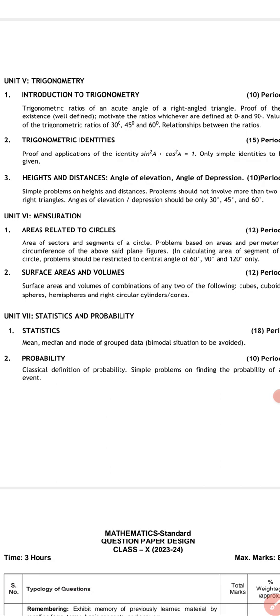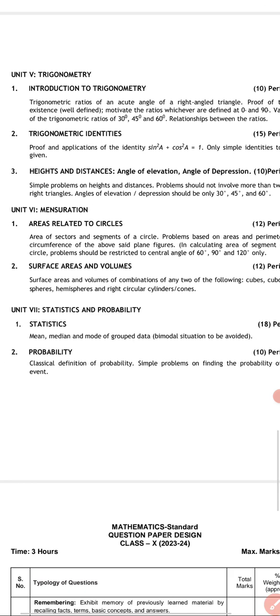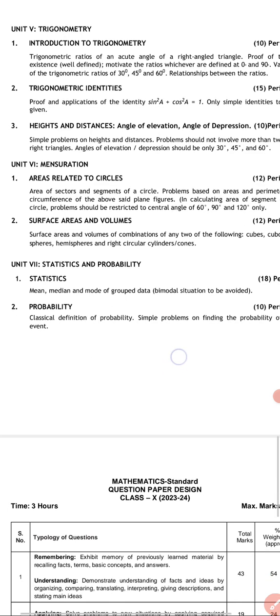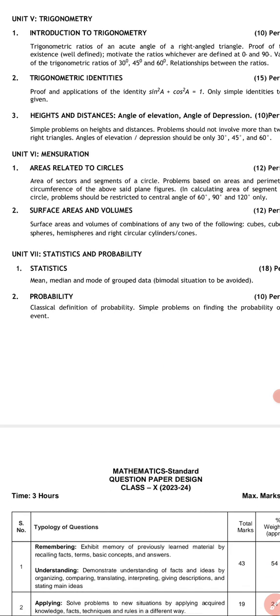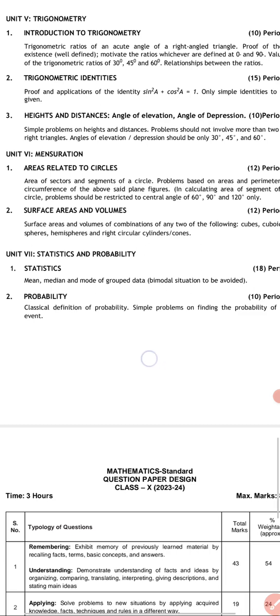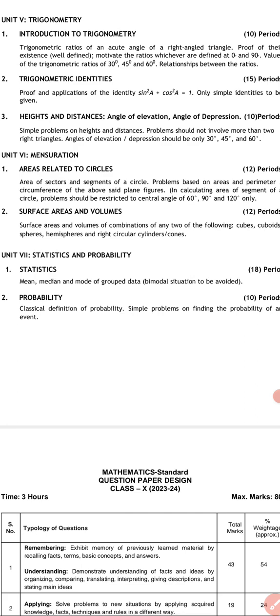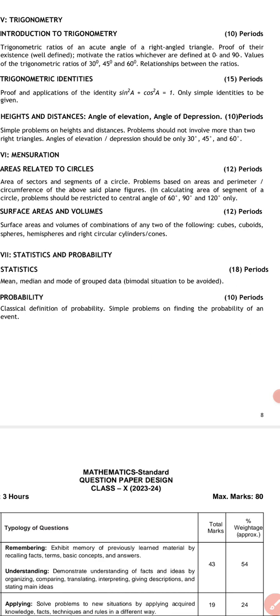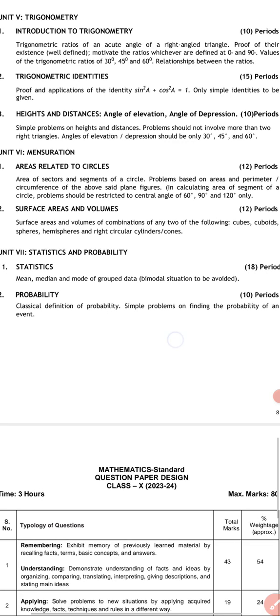Surface areas and volumes of combinations of any two of the following: cubes, cuboids, sphere, hemisphere and right circular cylinders and cones. Then unit 7, statistics and probability. First one, statistics. Mean, median and mode of grouped data. Bimodal situation to be avoided. Then probability. In probability we have the classical definition of probability: simple problems on finding the probability of an event.